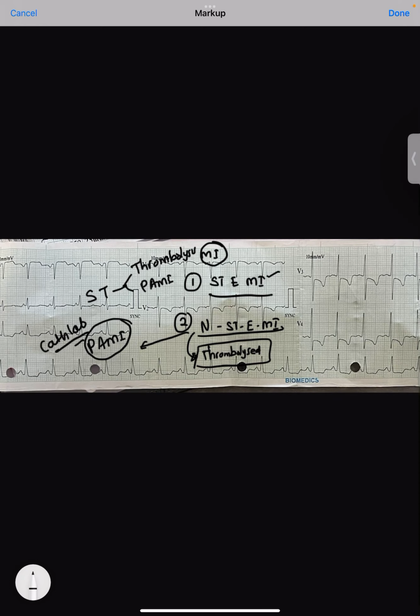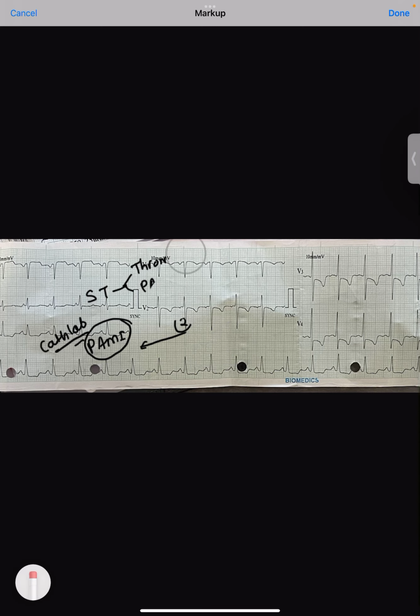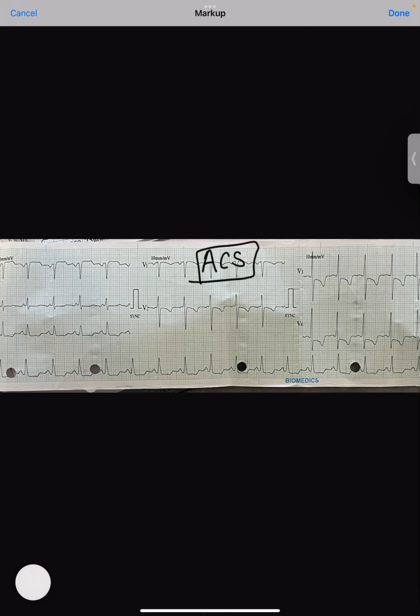Any patient presenting with chest pain, we have to consider as ACS. ACS is comprised of three things. The first is MI, that is STEMI, ST elevation MI. Second is non-ST elevation MI, and third is unstable angina. I'll explain these things in very simple language.